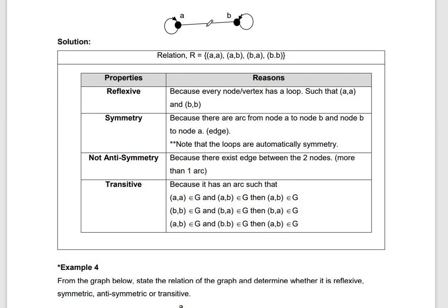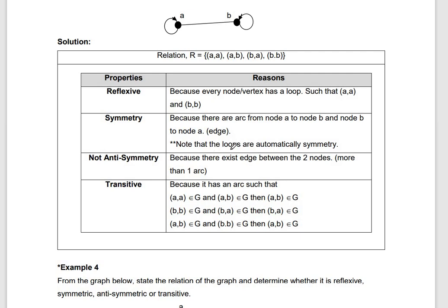Symmetry. Is it symmetry? Yang menghubungkan dengan dia adalah satu edge. So, dia symmetry. Yang loops ni, kita tak buat dia punya analisis lah untuk loop. Sebab AA, kalau kita swap dia balik, tukar tempat dia, dia tetap jadi AA. So, automatically dia symmetry. So, nodes untuk A to B, okay, A to B, dia ada satu edge. So, means that because there is an arc from A to B and B to A, maksudnya dia ada satu edge, so dia akan symmetry.